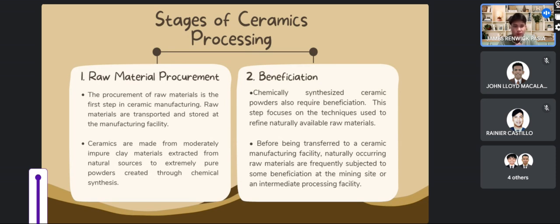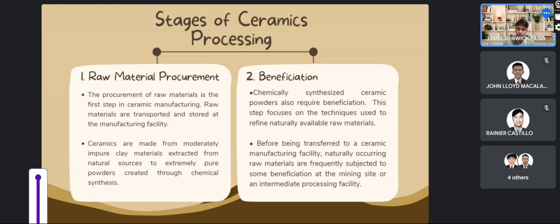The second stage will be beneficiation. Chemically synthesized ceramic powders also require beneficiation. This step focuses on the techniques used to refine naturally available raw materials. Before being transferred to a ceramic manufacturing facility, naturally occurring raw materials are frequently subjected to some beneficiation at the mining site or an intermediate processing facility. These processes help to eliminate undesirable impurities and ensure a steady supply of raw materials of the required purity.